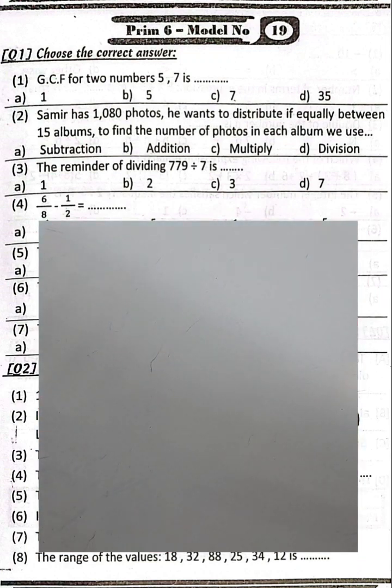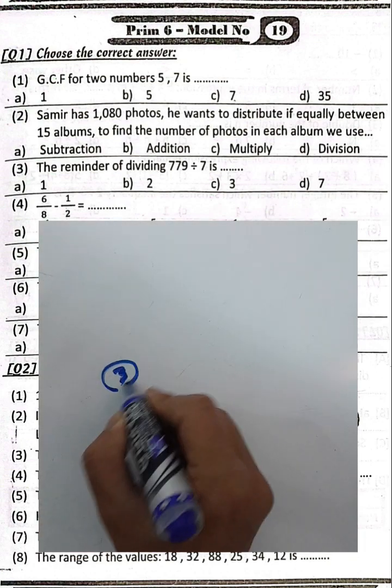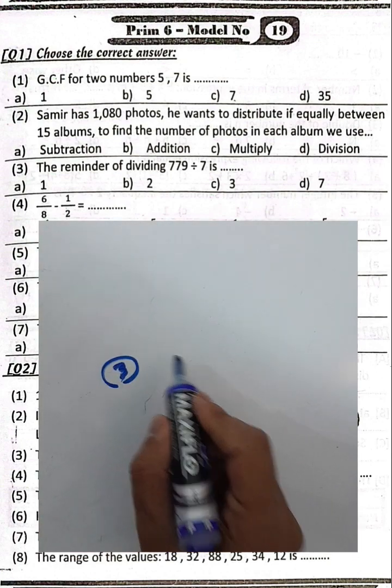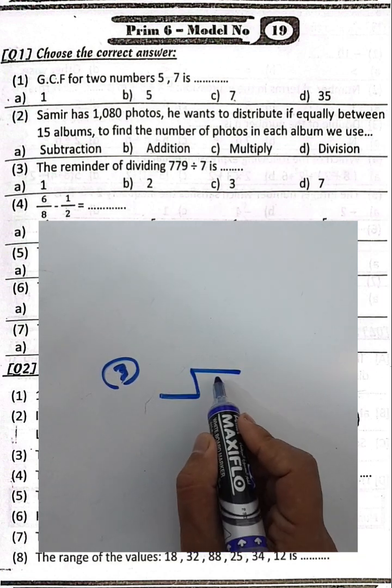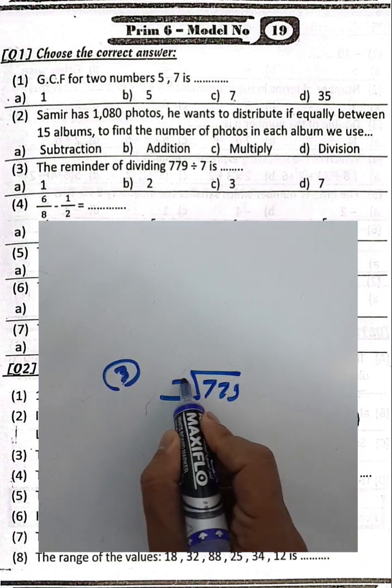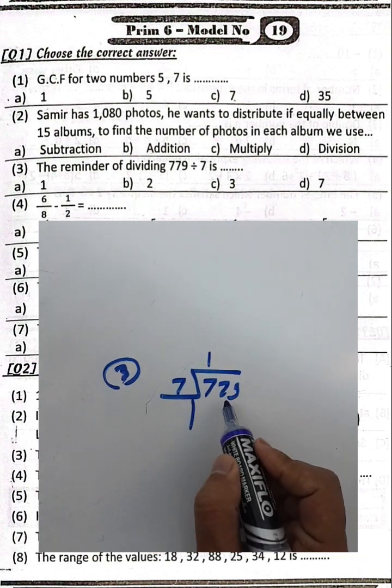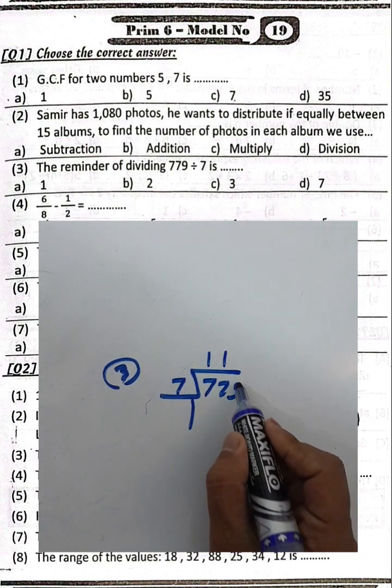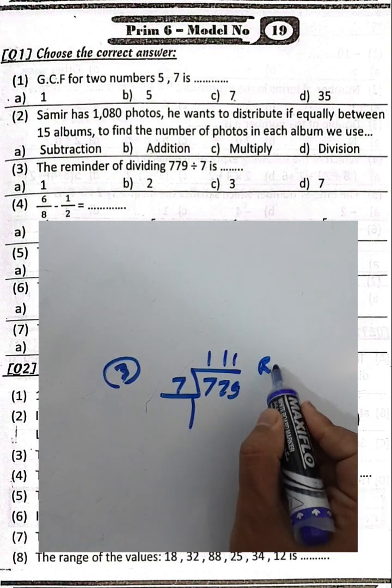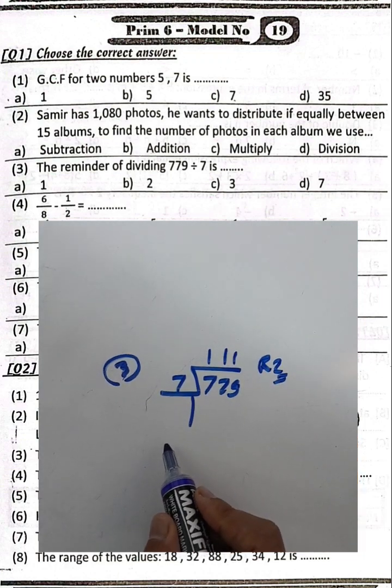Next question, number 3. The remainder of dividing 779 divided by 7. 7 divided by 7 equals 1, 7 divided by 7 is 1, 9 divided by 7 is 1 and the remainder 2. Then the remainder here will be 2.